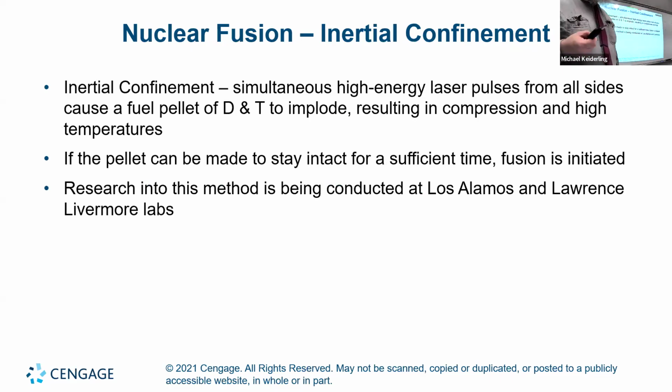There's something called inertial confinement, where basically you slam it from all directions with really powerful lasers. That's the experiment that claimed to get a break even, but they sort of cheated. They ignored some of their inefficiencies. Simultaneous high energy laser pulses from all sides cause a fuel pellet of deuterium and tritium to implode. And this causes fusion. This is conducted at Los Alamos and Lawrence Livermore labs. And it's really done because this is how we can sort of simulate nuclear bombs without actually testing nuclear weapons.